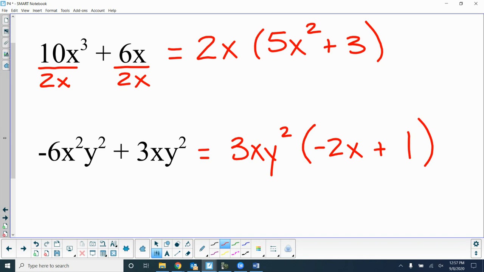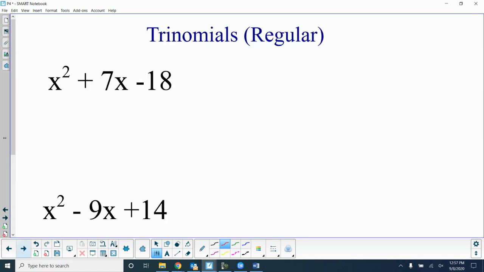Questions on those? 2 examples to get started. So always look for a difference of squares to start every factoring problem. I'm sorry, I said that wrong. Always look for a GCF to start the factoring problem. Okay? All right.